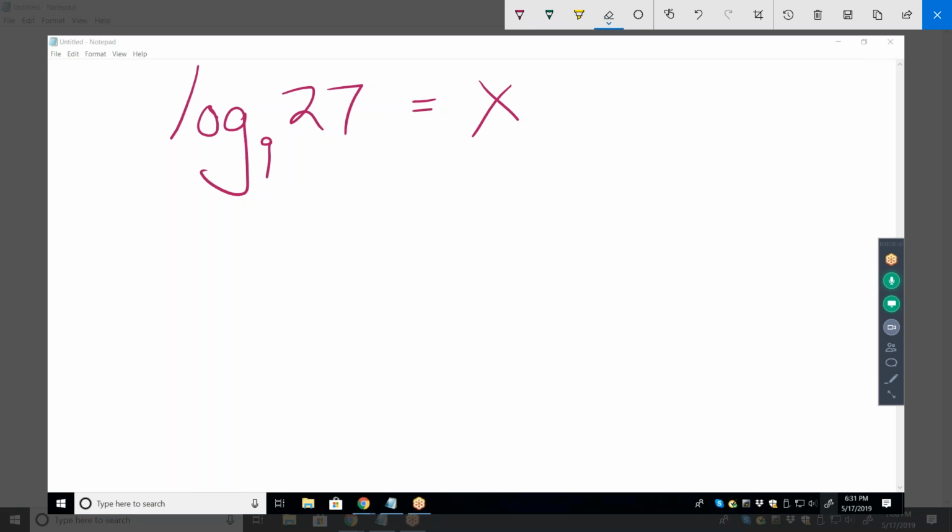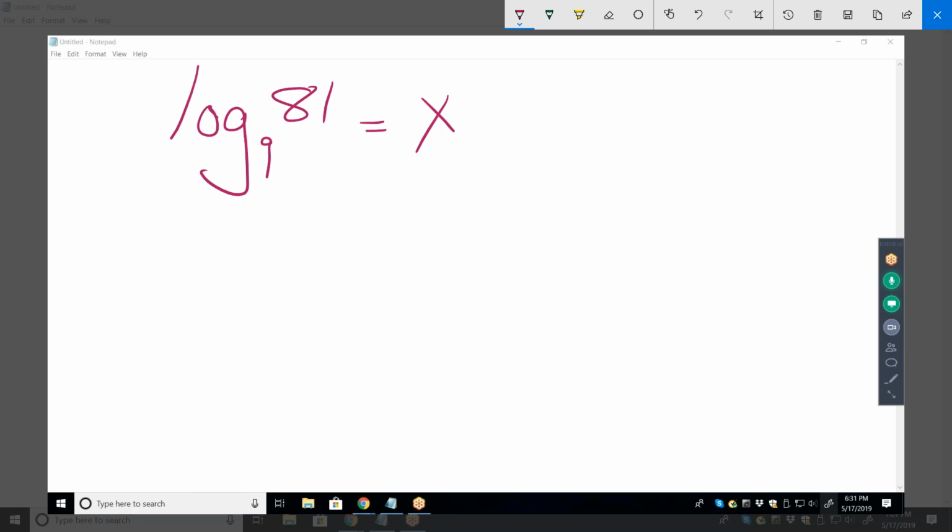Excuse me, let me change that. If I want to know what the log base 9 of 81 is, first thing I'm going to do is call it x. And now I'm going to convert that to an exponential expression instead of a log expression. Every log expression can be converted to exponential, and every exponential can be converted to a log. In this case, it makes the most sense to convert it to an exponential. How do you do that?